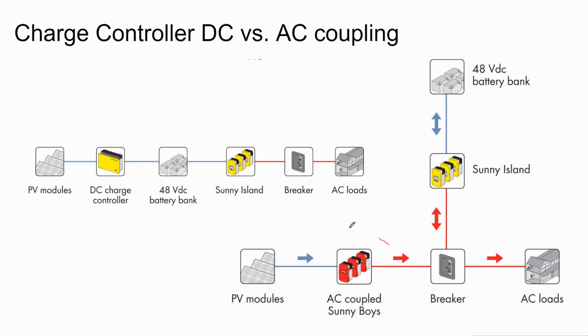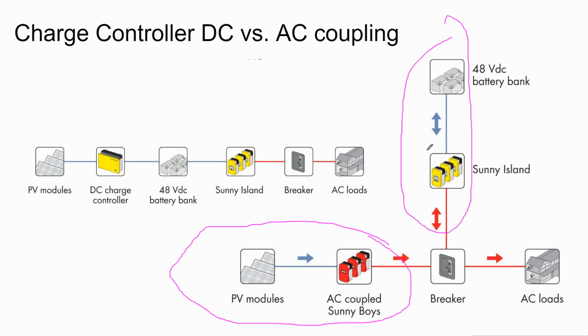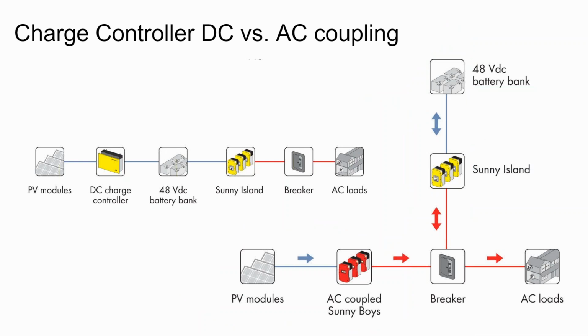You might have the solar array be very far away from the battery bank. Or you might have the solar array already on site and you just want to add on the battery bank. And so that's when you'll be faced with, oh, do I do a DC coupling or an AC coupling situation?